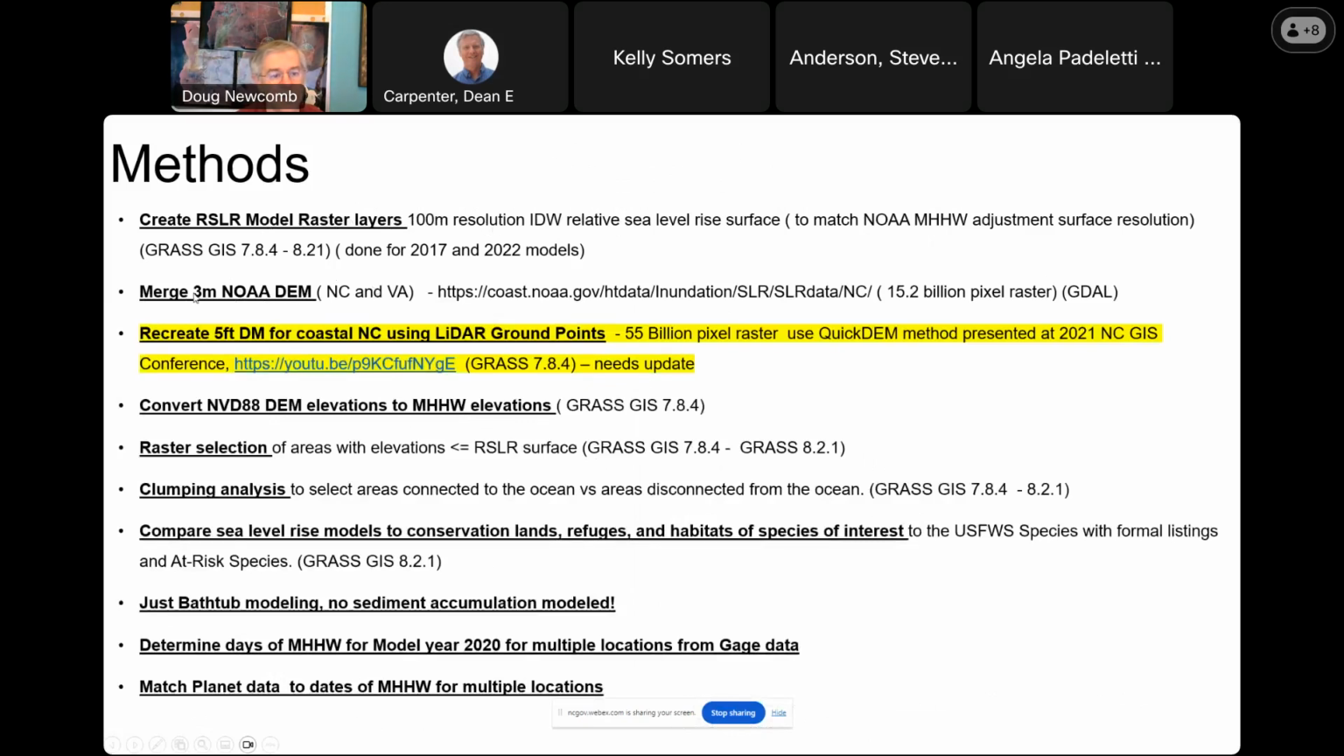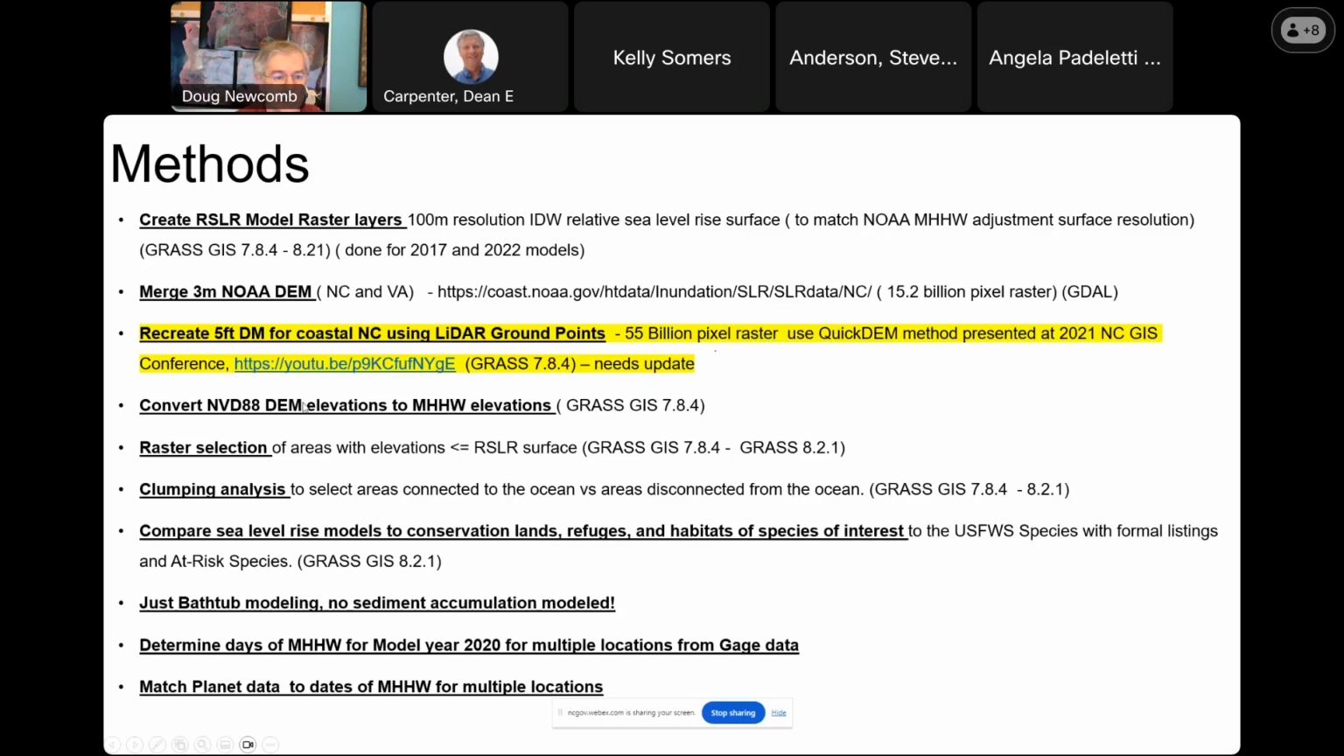I created a single DEM of all the 3 meter data for North Carolina and Southeast Virginia, and that's a 15.2 billion pixel raster. That's not hard to do. And there's a whole presentation I can make on recreating the 5-foot DEM, and I'll touch a little bit on why I do it, and I need to update it. That was a 55 billion pixel raster, and that works fine in GRASS.